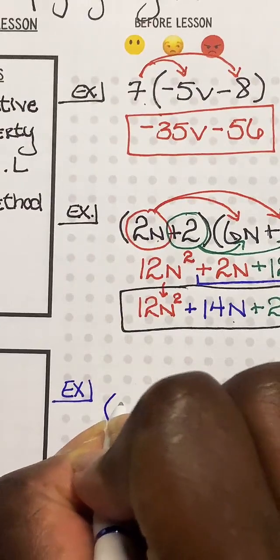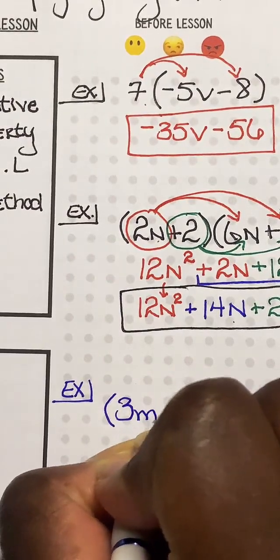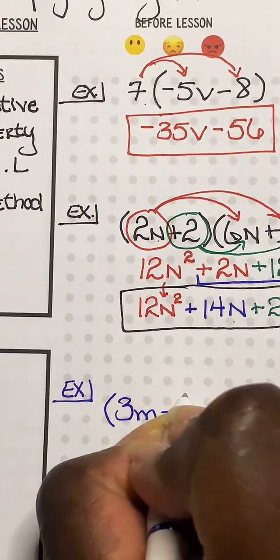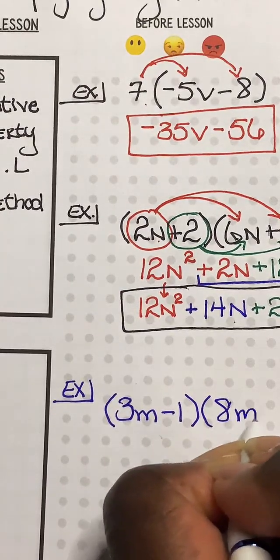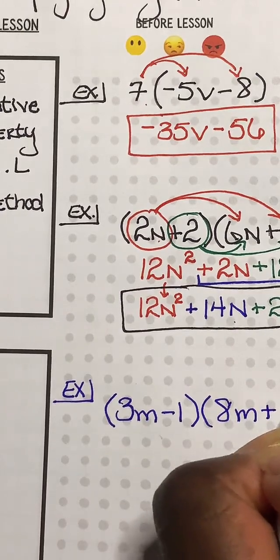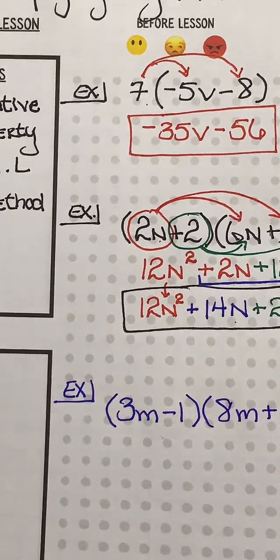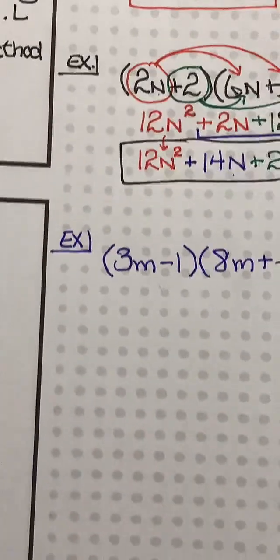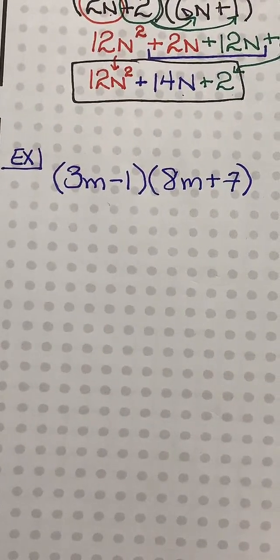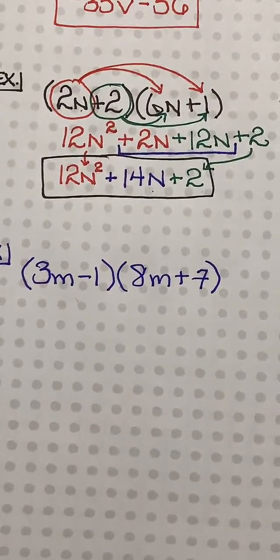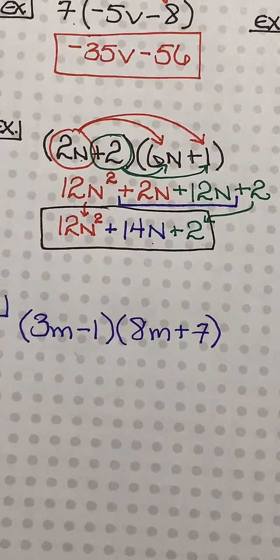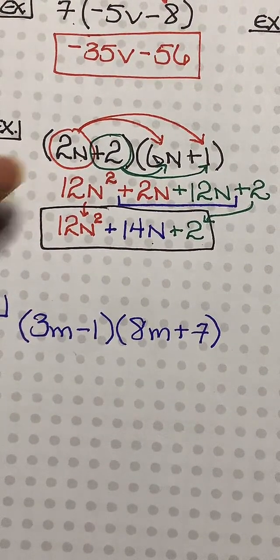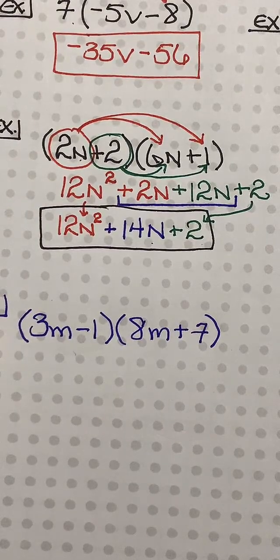All right, so we have 3m minus 1, and we have 8m plus 7. Okay. I'm going to try to put the previous one up so you have a model to look at to try to solve this one.